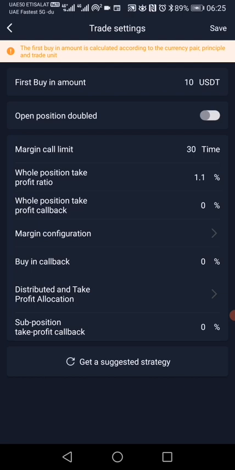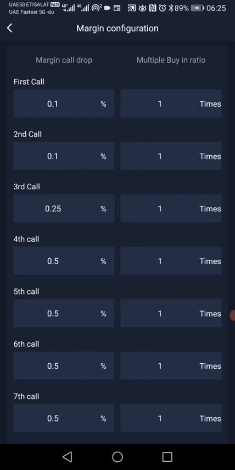That is very, very important. So margin configuration and distribution take profit allocation, you have to relate them together, because from the 5th position downwards, they are independent of each other, meaning that the robot will buy and close that position separately.